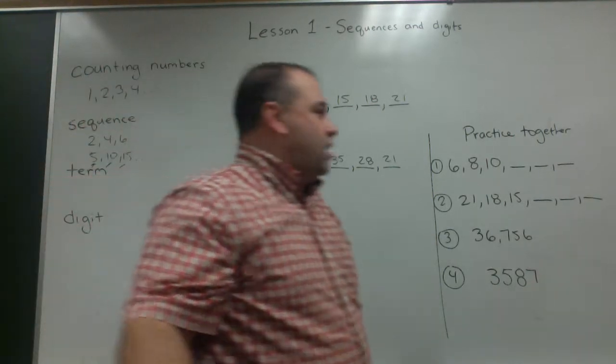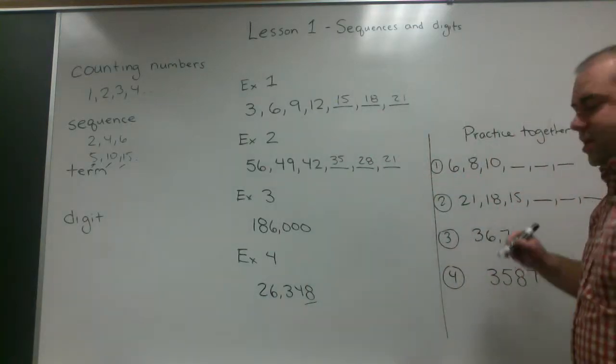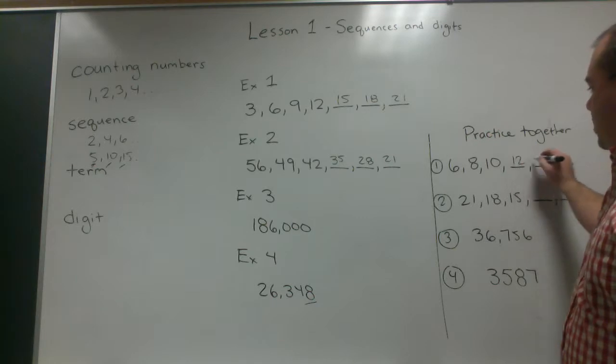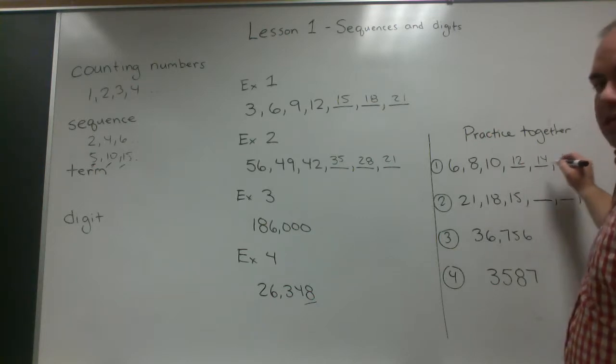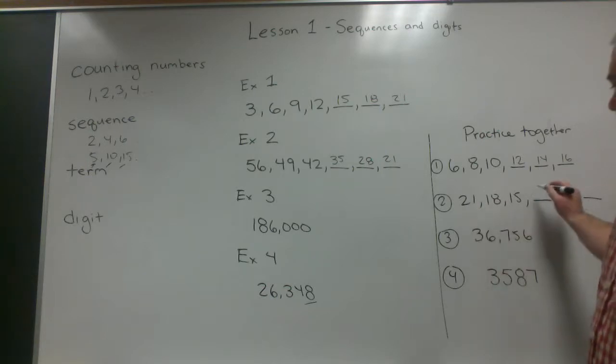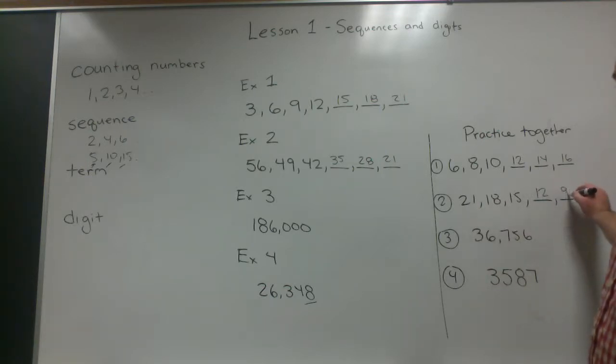Okay, let's take a look. If you paused it and did these, you notice that this counts up by 2s. So if we go, next numbers would be 12, 14, 16, just like that. This one seems to go down by 3s, so I'd go 12, 9, 6.